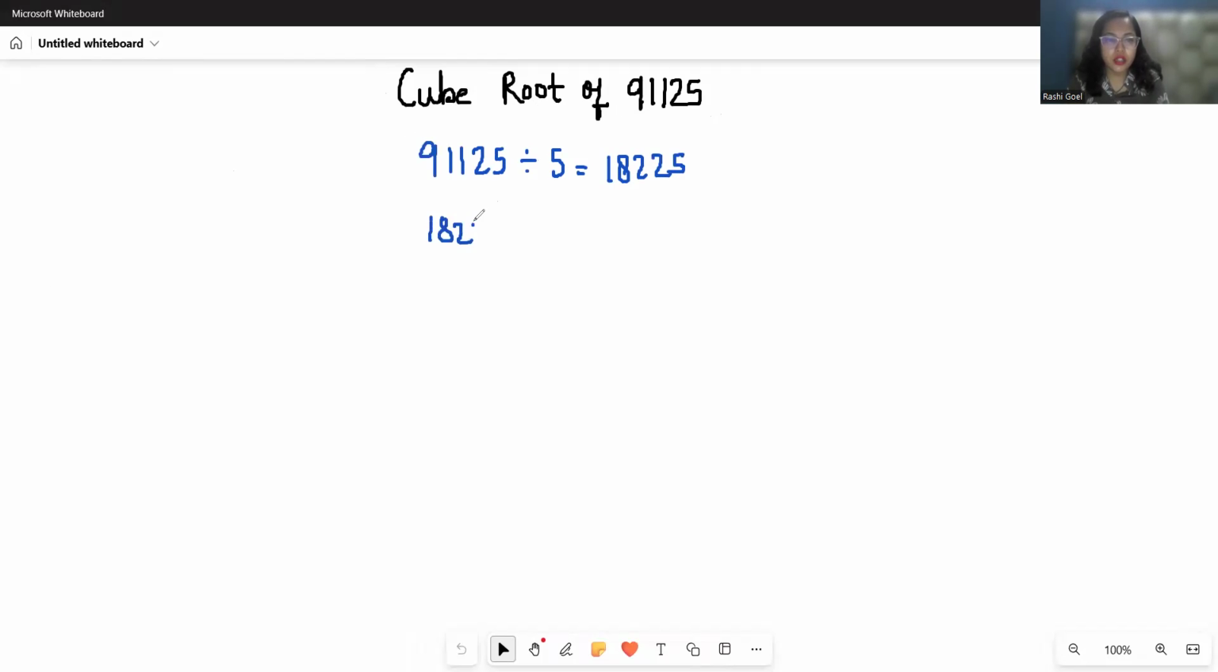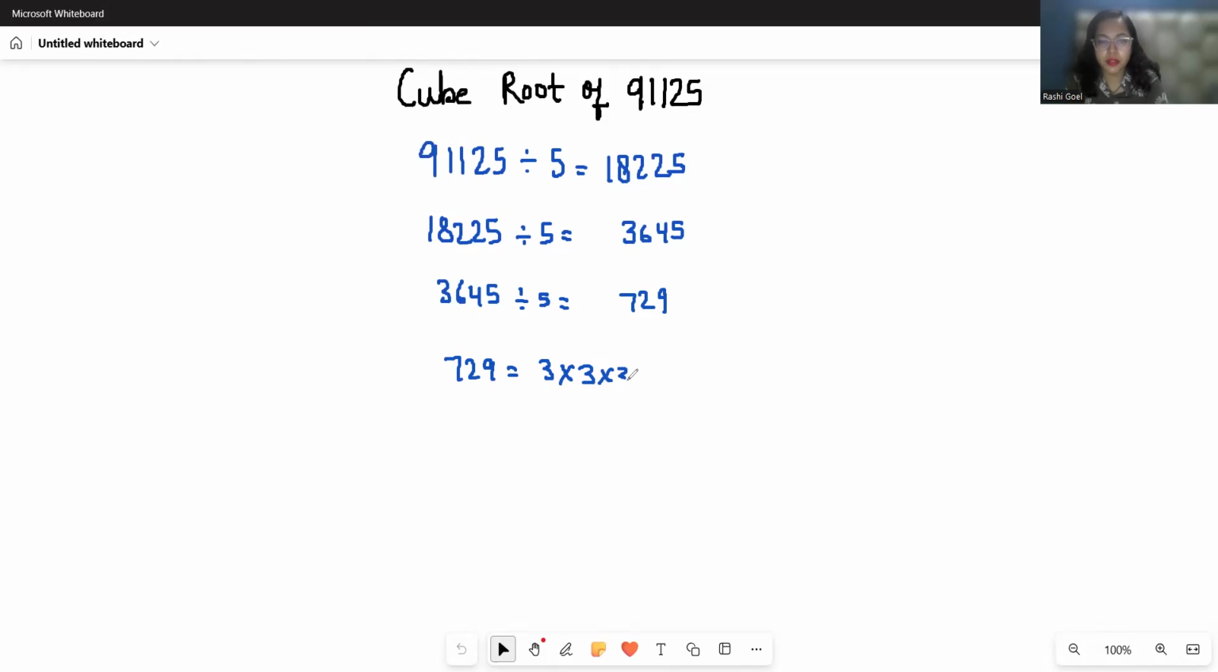Again, 18225 divided by 5 gives 3645. Now 3645 divided by 5 gives 729. Now it's no longer divisible by 5, but we know that 729 is 3 times 3 times 3 times 3 times 3, that is 3 power 6. So the prime factorization of 91125 is 5 power 3 times 3 power 6.